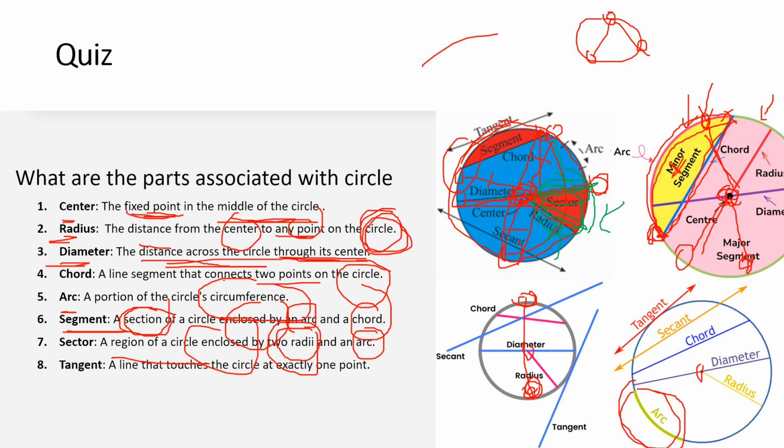Okay. Then let's understand what a tangent is. Tangent is again a line that touches the circle at exactly one point.